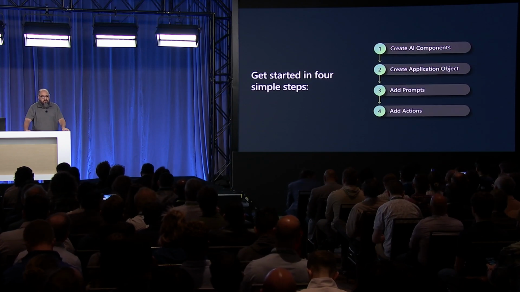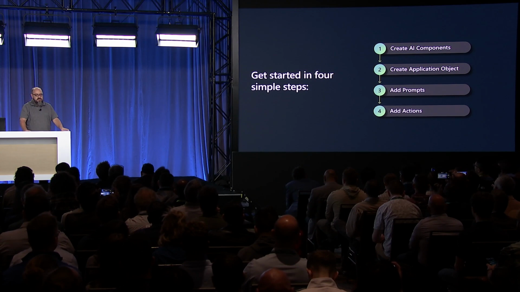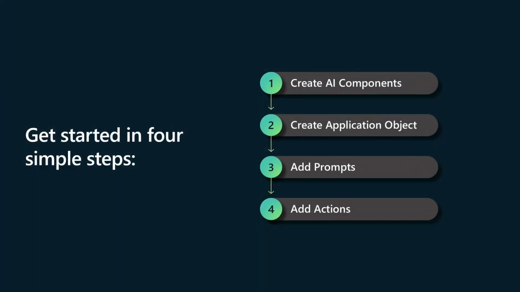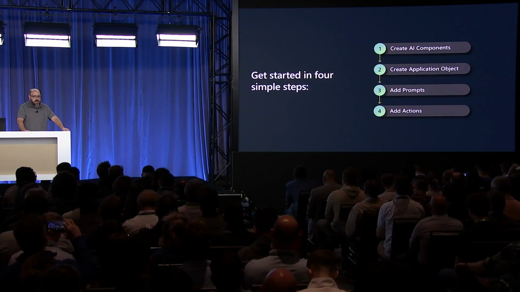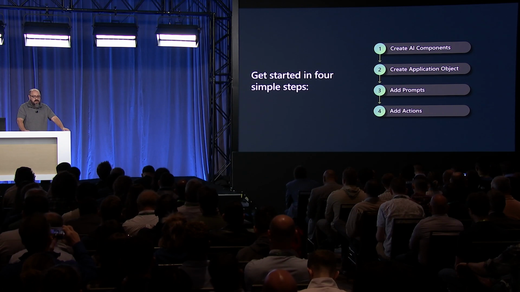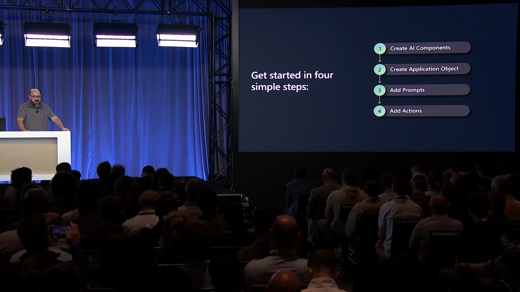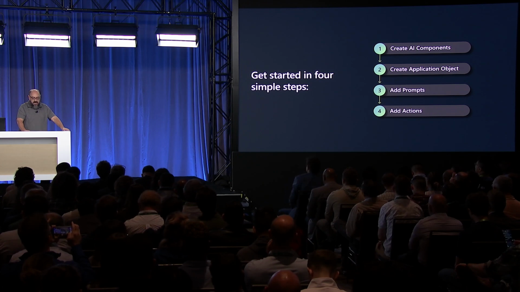So let's go over the 4 main steps needed to start using the Teams AI library. You'll start by creating the necessary AI components for your bot. This will include importing the Teams AI library into your project and configuring a few component settings. Next, you'll create an application object that represents your bot within the Teams environment. The object will be used to handle incoming messages, process user input, and handle AI-triggered actions.